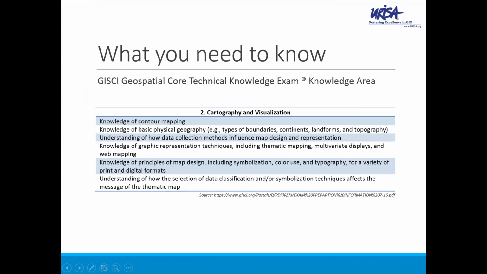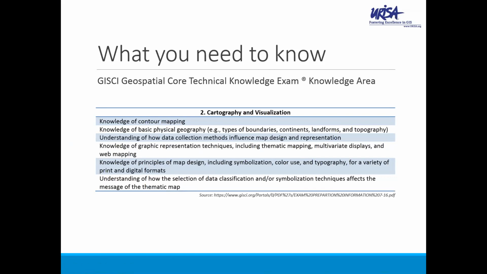What you need to know when it comes to the second knowledge category, cartography and visualization, there are 6 key elements: a knowledge of contour mapping, a knowledge of basic physical geography, an understanding of how data collection methods influence map design and representation, also a knowledge of graphic representation techniques, including thematic mapping, multivariate displays, as well as web mapping.